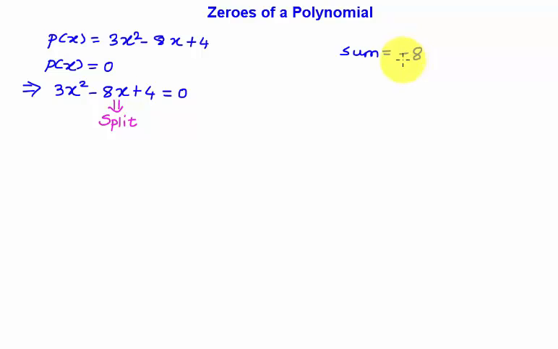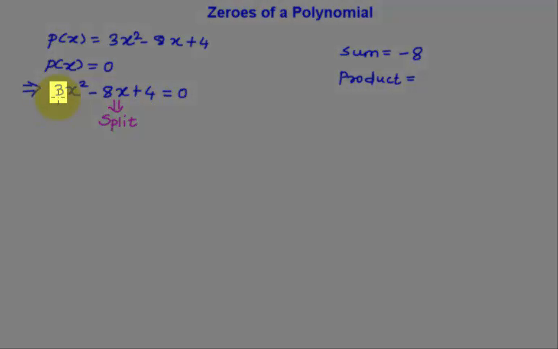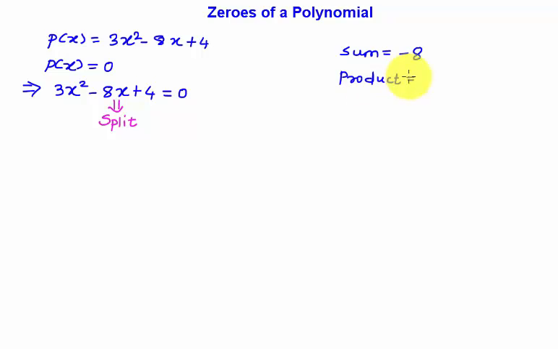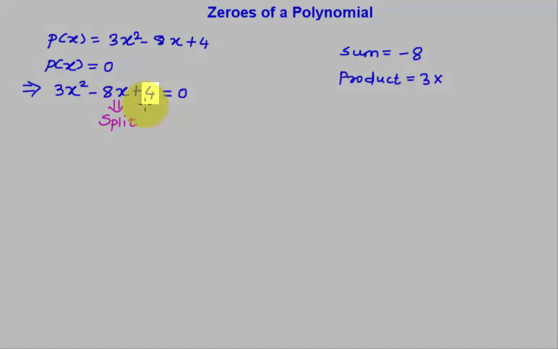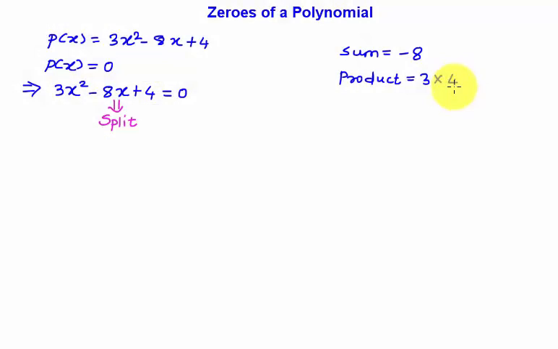Now what we need is two numbers. We need two numbers such that their sum is the coefficient of middle term, that means minus 8. So we need two numbers such that their sum is minus 8, which is the coefficient of middle term. Now the other criterion is the product of two numbers. The product of two numbers should be the coefficient of x square, which is 3, multiplied by the constant term, which is 4. So we need two numbers such that their product is 12.